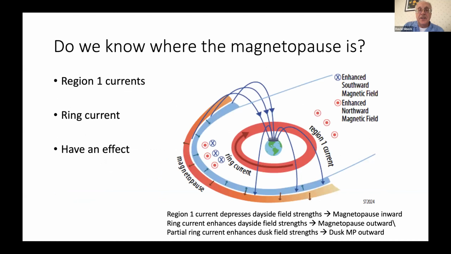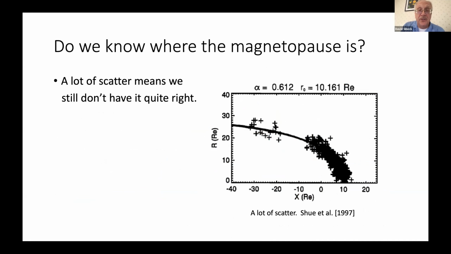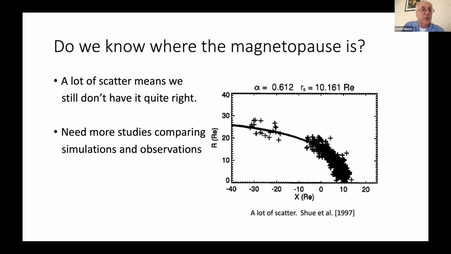Here's an illustration of the ring current. Ring current enhances magnetic field strengths in the outer magnetosphere. The cross-tail current depresses them. The region 1 currents depress them. They're all varying with their own time scale. They all have their own effect on the magnetopause. It's not so simple as to just pick an hourly average solar wind variable. So as a result, there's still plenty of scatter in where I predicted the magnetopause, but there's a lot of scatter in where it really occurred compared to where you predicted. And we need more studies comparing simulations and observations, because right now we don't really know where the magnetopause is. We think we do, but we don't.